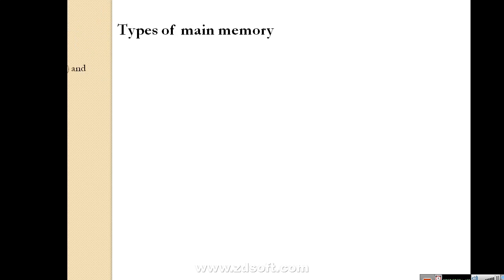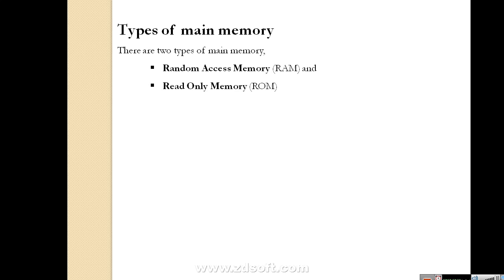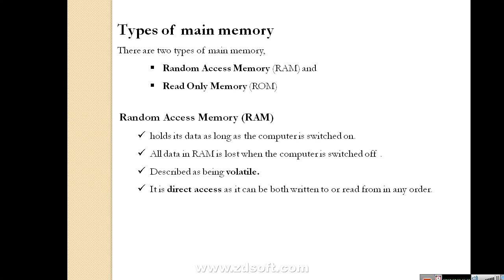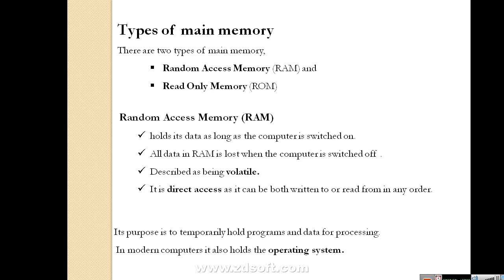So what are the types of main memory? There are two main types of main memory, which are random access memory, which is called RAM, and ROM, read-only memory. Random access memory, or RAM, holds its data as long as the computer is switched on. All data in RAM is lost when the computer is switched off, described as being volatile. It is direct access as it can be both written to or read from in any order. Its purpose is to temporarily hold programs and data for processing. In modern computers, it also holds the operating system.